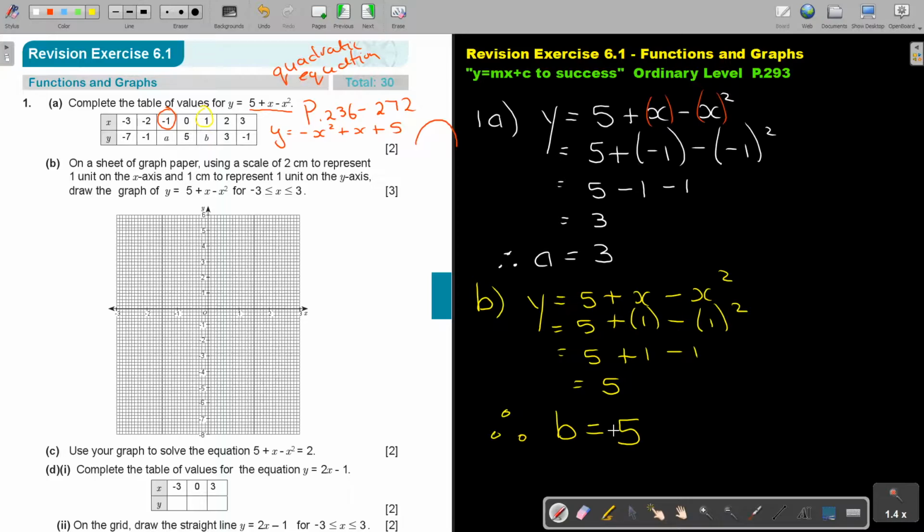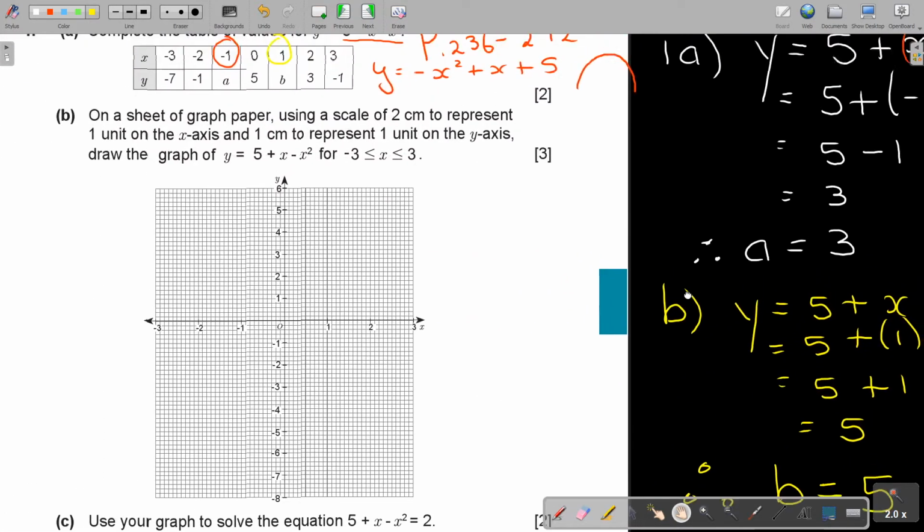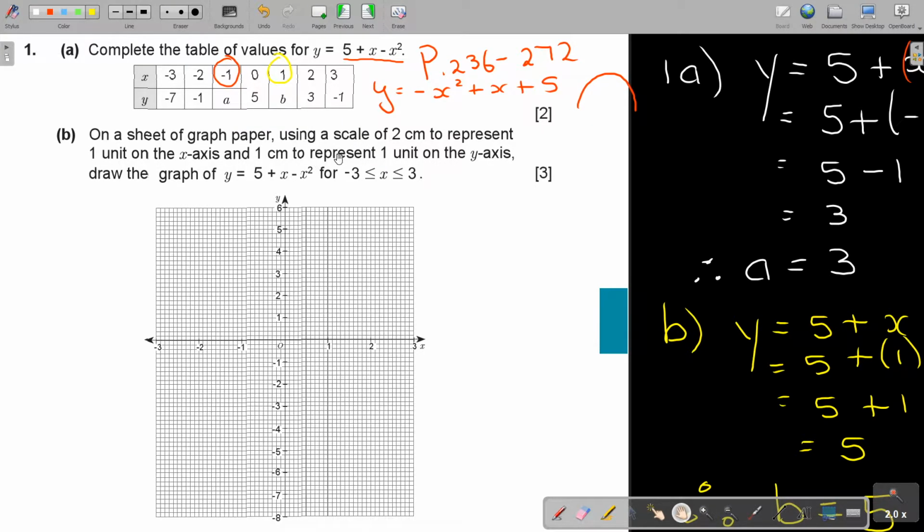Just do substitution. Okay, now they were very nice. They gave me the graph paper and they already marked it. But if they did not do it, it's not so difficult. You just look at the values here. So in this case, they say on a sheet of graph, we're using a scale of 2 centimeters to represent 1 unit. So every 2 centimeters is 1. So it's 1, 2, 3, -1, -2. So this scale must be the same. But then it can be a different scale to this one. And then 1 unit on the x, and 1 centimeter to represent 1 unit on the y. So every centimeter is going to be 1, 2, 3, and the same to the side. So the scale is correct.